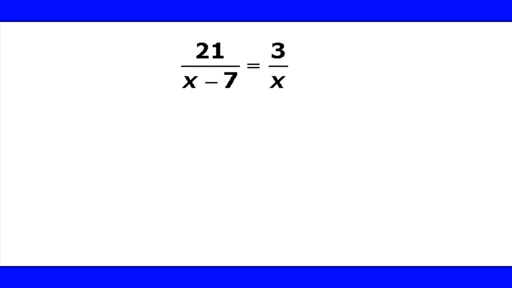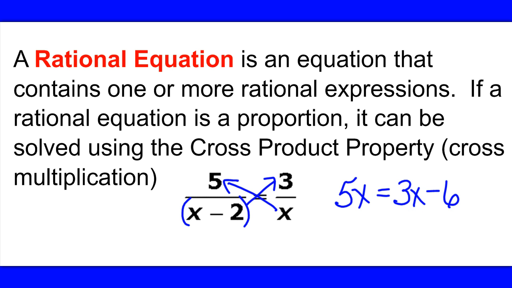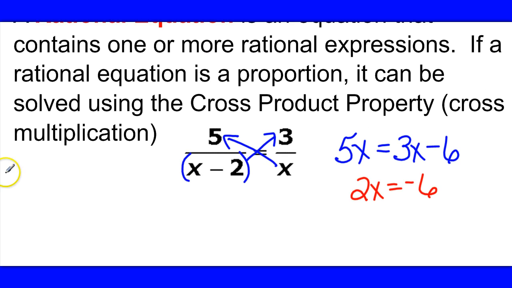I didn't mean to slip forward there. You can just do your cross multiplying. So to cross multiply, we're just going to multiply like this, and that's going to give you a 5x. Remember, this is a binomial times a monomial, so you have to use the distributive property, and that's going to give me a 3x minus 6. Now I have a very simple equation to solve. Subtract 3x from both sides. That gives me 2x is equal to negative 6, and divide both sides by 2. X is equal to negative 3.